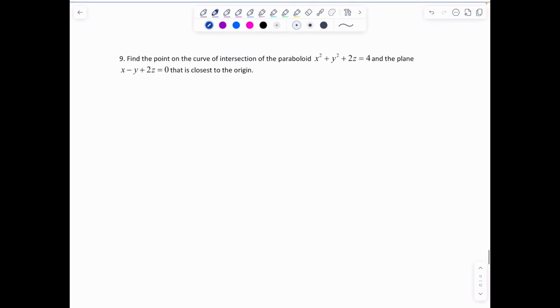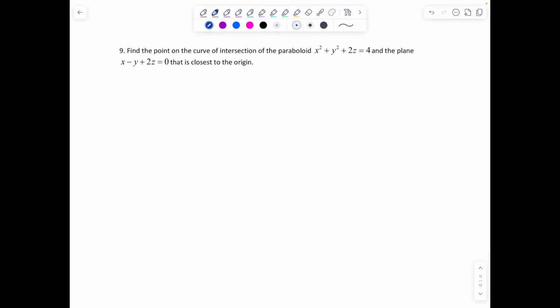Last one. Find the point on the curve of intersection of the paraboloid and the plane that is closest to the origin. So closest to the origin means we're trying to minimize distance. I'm going to minimize the distance squared because it'll be easier. Distance from some arbitrary point to the origin, 0, 0, 0. So that would be x minus 0 squared plus y minus 0 squared plus z minus 0 squared.